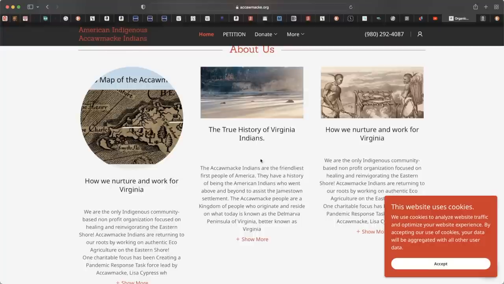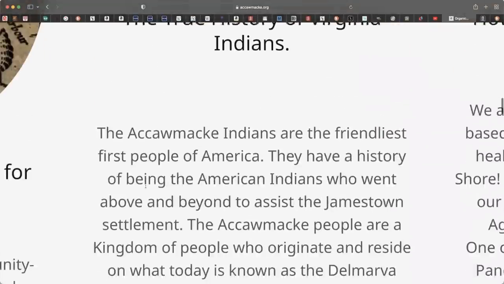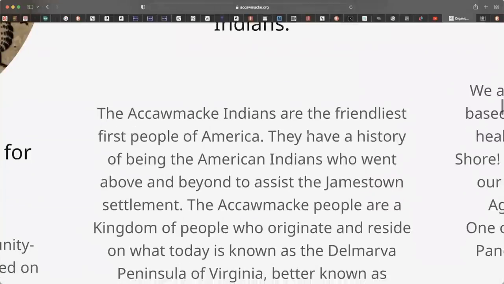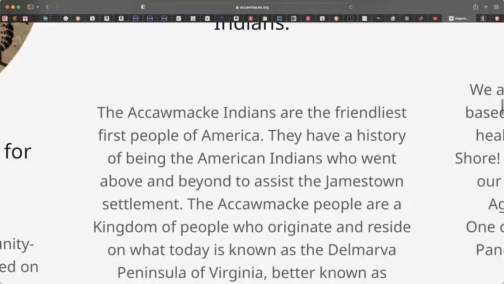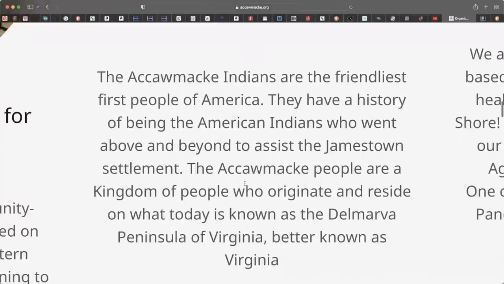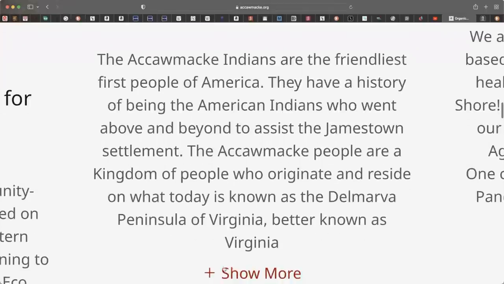And, you know, it's funny because look what it says here. The true history of Virginia Indians says the Akamaki Indians are the friendliest first people of America. They have a history of being the American Indians who went above and beyond to assist the Jamestown settlement. The Akamaki people are a kingdom of people who originate and reside on what today is known as the Delmarva Peninsula of Virginia, better known as Virginia.